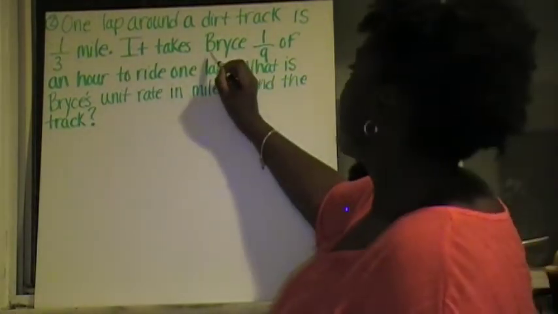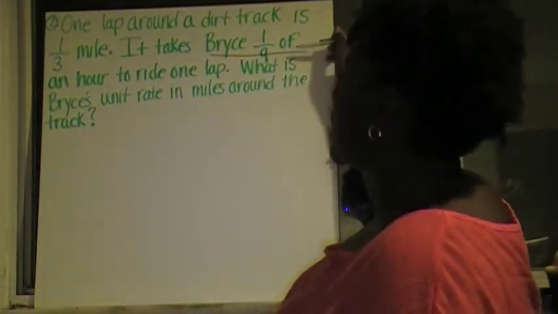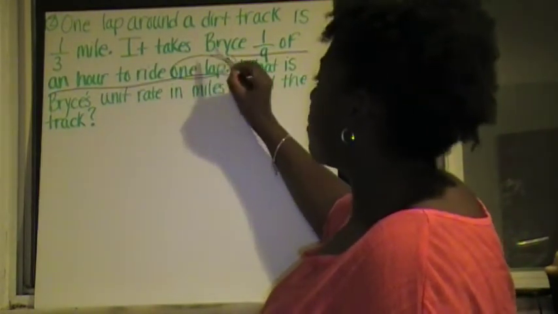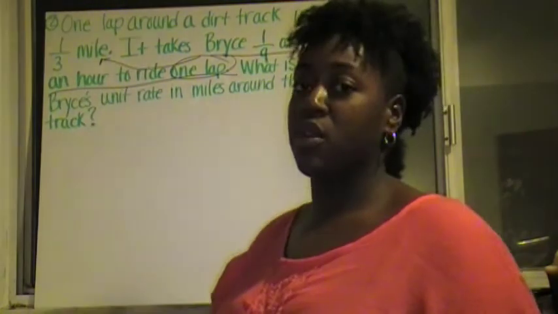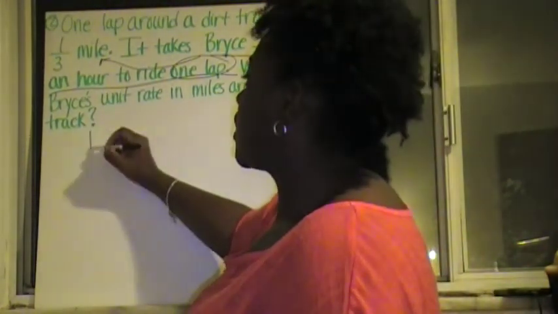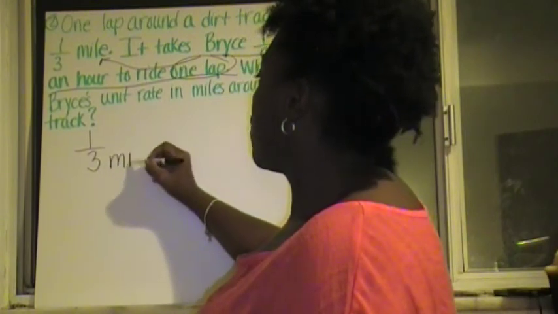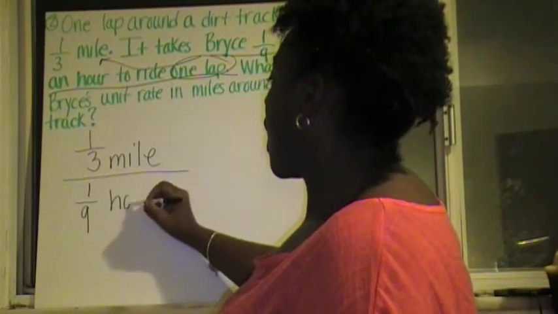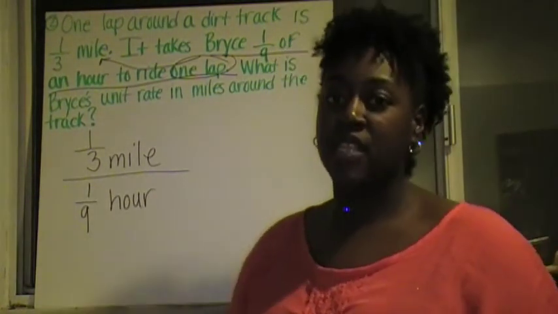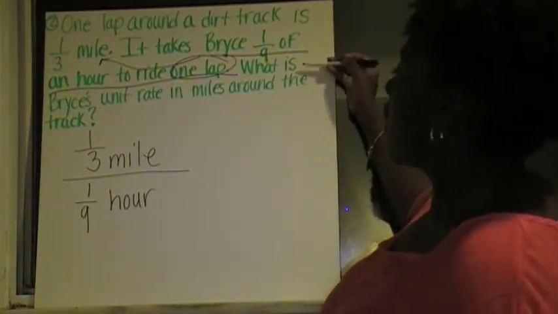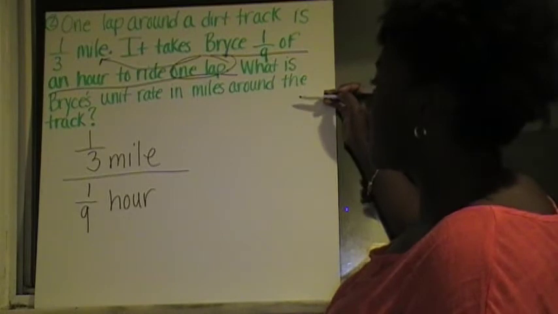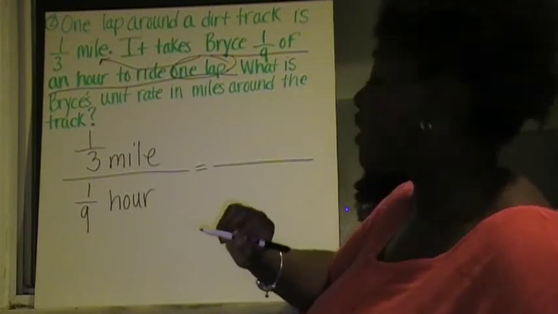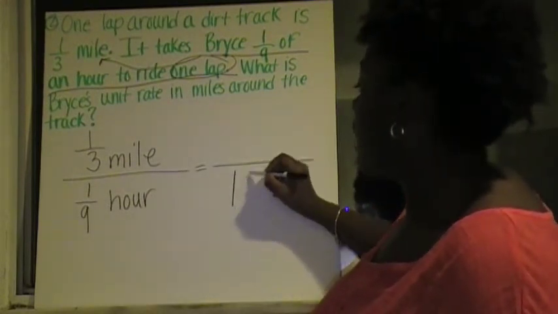Okay, so we know Bryce, it takes him 1/9 of an hour to ride 1 lap. And we know that 1 lap is 1/3 of a mile. So that means that Bryce can go 1/3 of a mile in 1/9 of an hour. There is that complex fraction. So the question is, what is Bryce's unit rate in miles around the track? So we want to know how many miles can Bryce go in 1 hour?